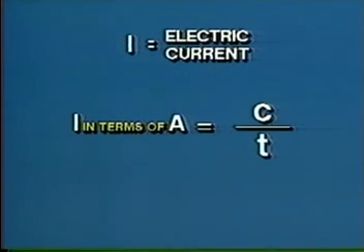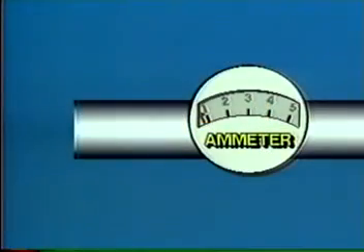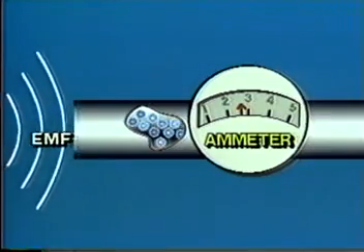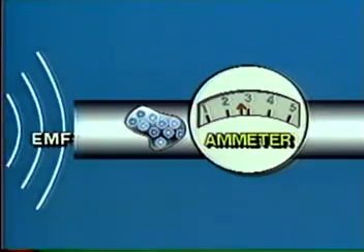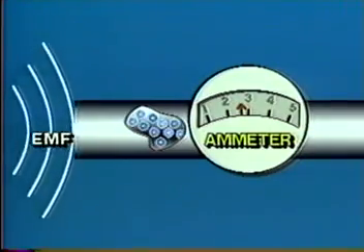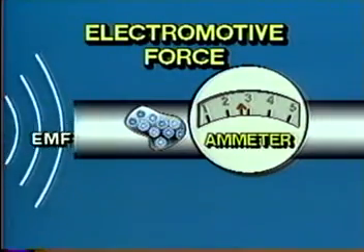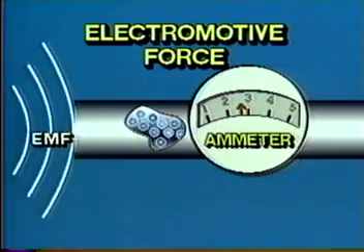From here on, you'll learn the International System of Electrical Abbreviations as each concept is introduced. Getting back to the electric current, to create a steady flow or movement of electrons, there must be a constant electrical pressure. This pressure is called electromotive force, abbreviated EMF.